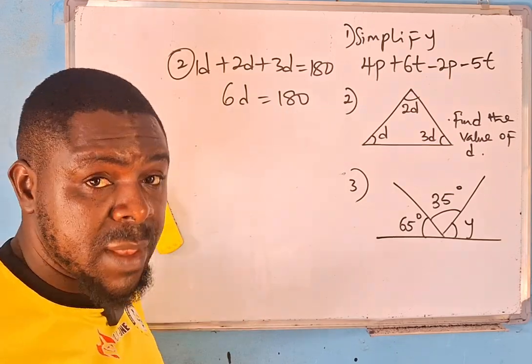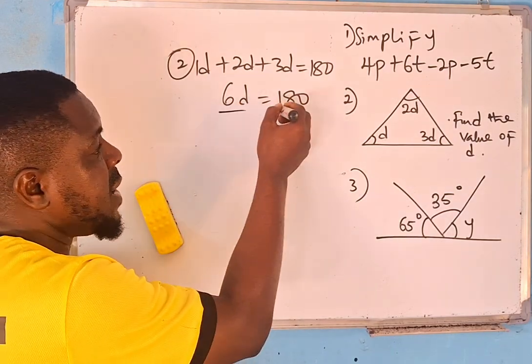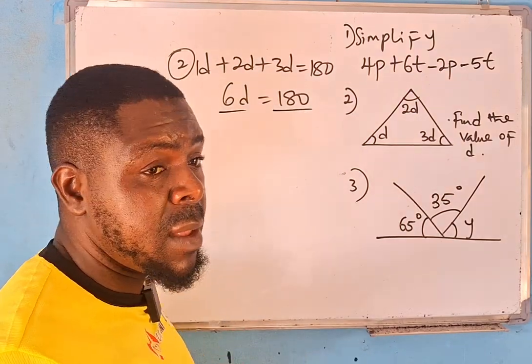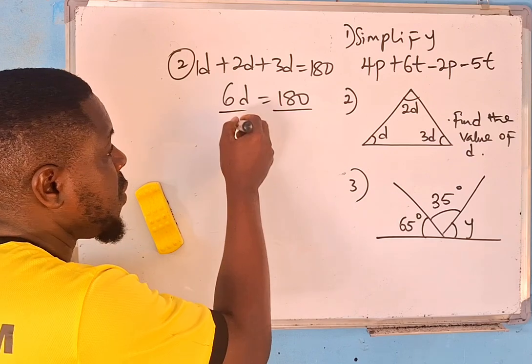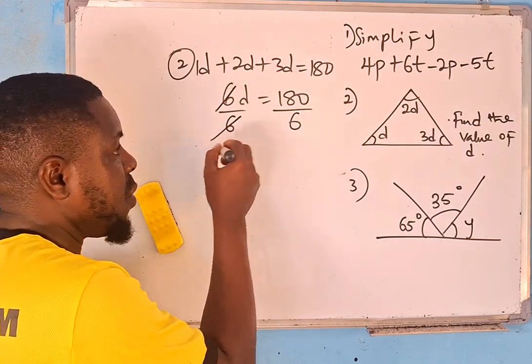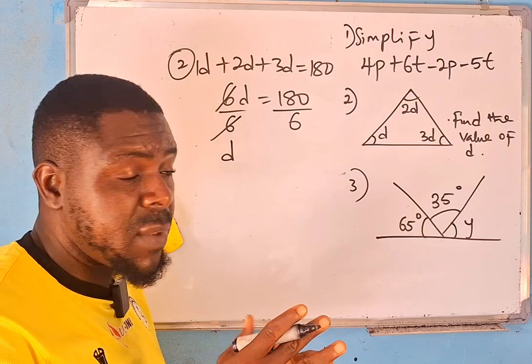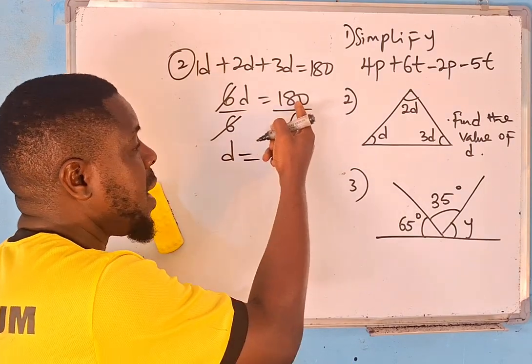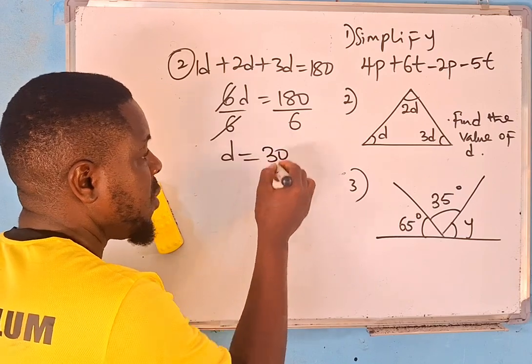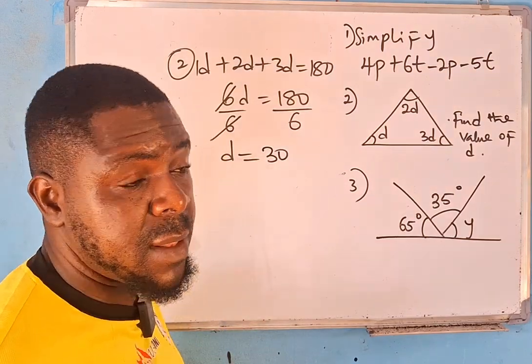Now to get the value of d, we're going to divide both sides with the number attached to d, that is the coefficient of d. And the number attached to d is 6. So we divide there with 6, we divide there with 6. This will cancel out. I'm left with d on the left hand side of the equation is equal to 180 divided by 6 is 30. So the value of our d is 30.